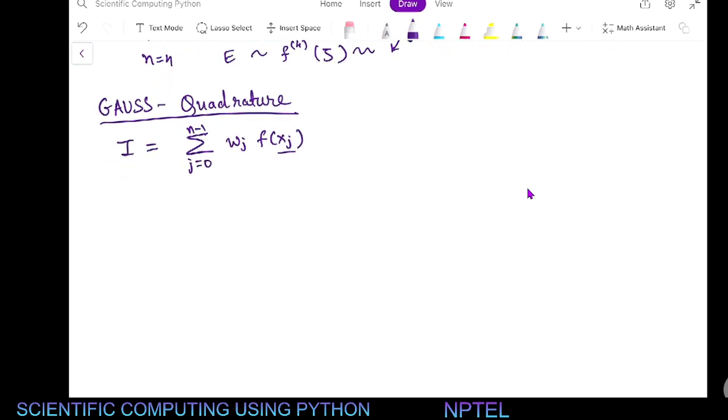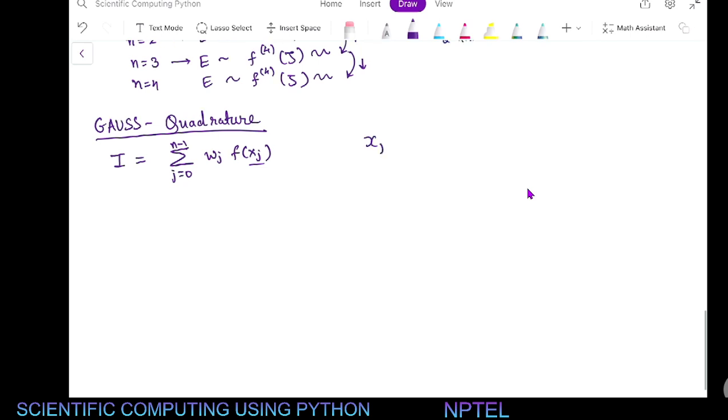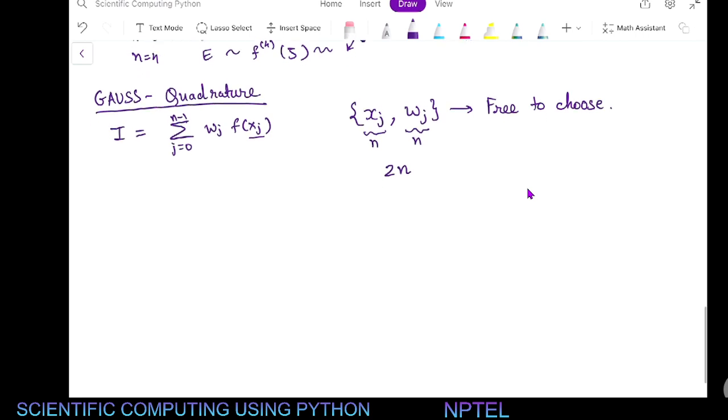In this, both the xj's and the wj's we are free to choose. So in total, we have n points and n weights, so a total of 2n things to choose, right? And how do we determine those things?